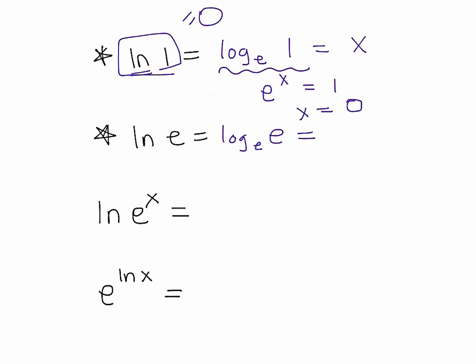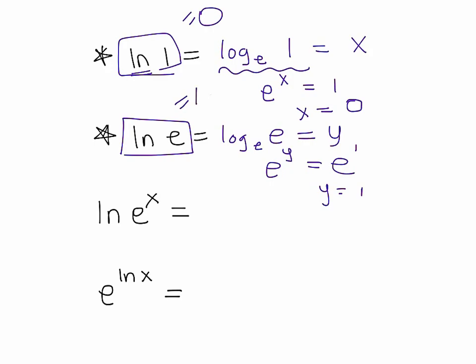What does this number simplify to? If we let this be y, e raised to the y power is equal to e. In order for them to be the same, this really has an e raised to the first power. So y must be equal to 1. So ln of e simplifies into 1.